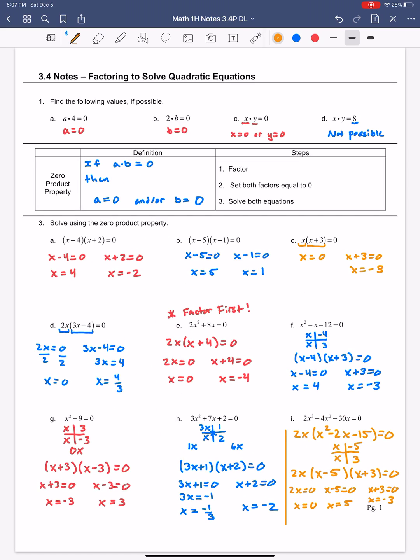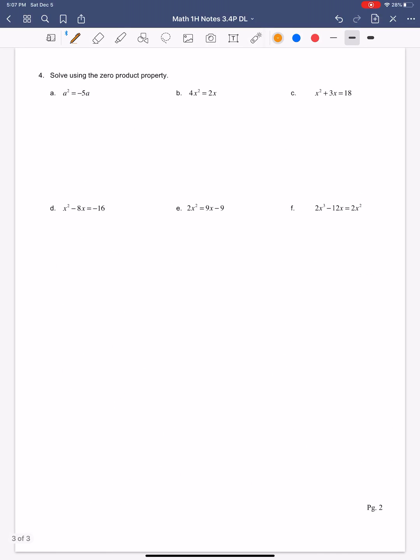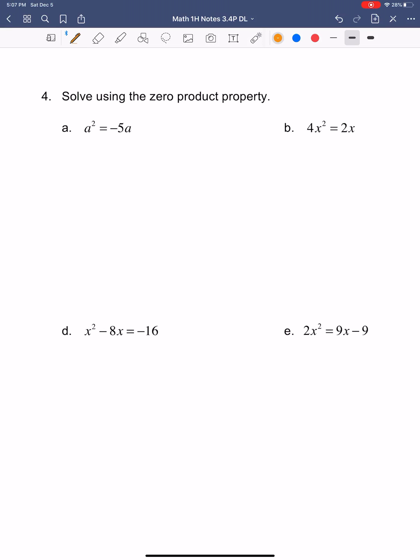All right, we keep going to the next page. Same idea here. It says solve using the zero product property, but notice for these that we don't have a 0 on one side of the equation, which we need to use the zero product property. So I'm going to have to go ahead and get everything onto one side first in order to use the zero product property. So for this one, I'm going to start by adding 5a to both sides.